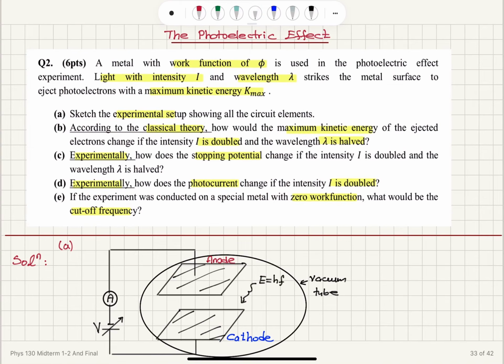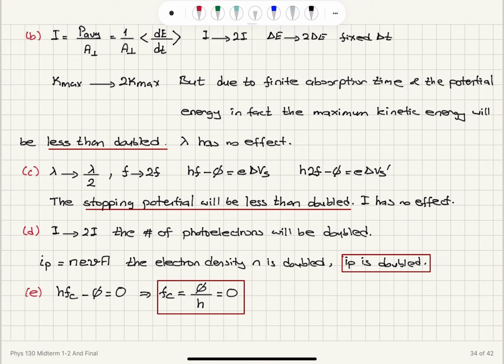In part C, experimentally, how does the stopping potential change? Well, e times the stopping potential is basically the maximum kinetic energy. Experimentally, decreasing the wavelength to lambda over 2 means increasing the frequency to 2f. We have h times 2f minus phi is e times the new stopping potential, and because of the presence of this work function here, the stopping potential will be less than doubled. The intensity will have no effect.